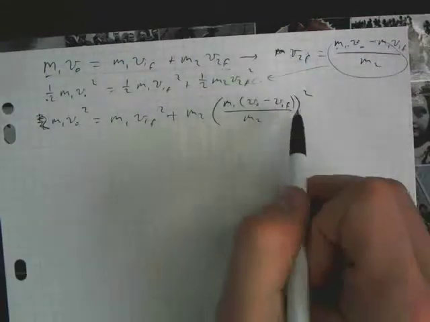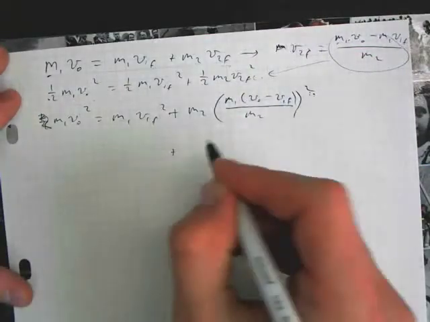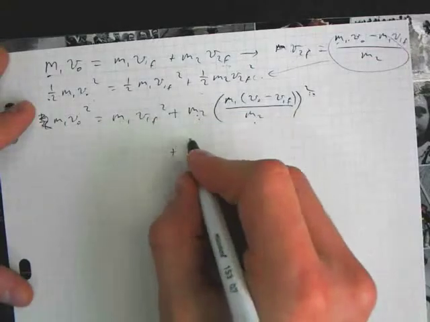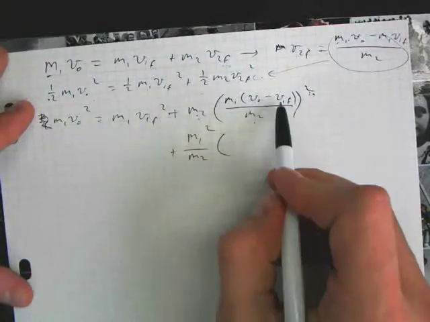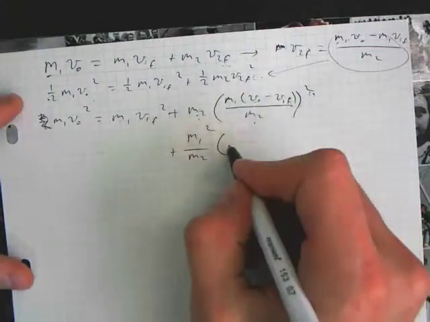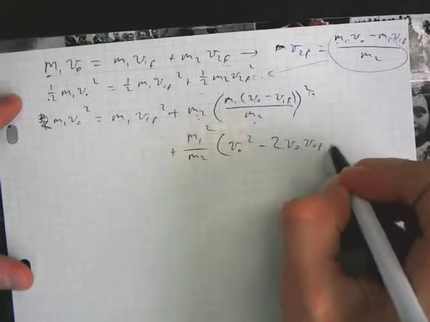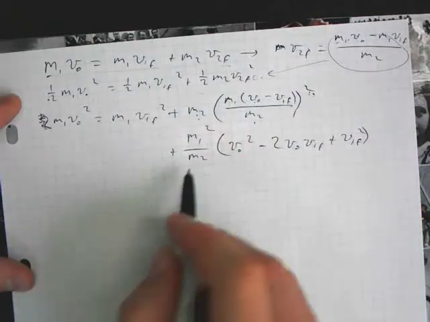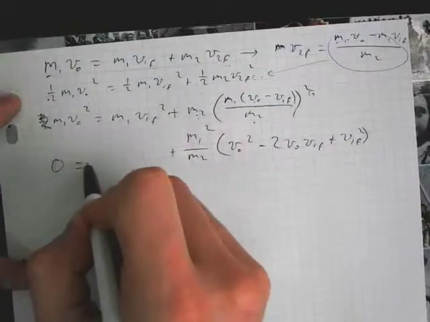We go ahead and distribute this squared. We've got an m2 in the numerator and an m2 squared in the denominator. So we have an m1 squared over m2. And we've got v0 minus v1 final squared. So if we FOIL that out, we get v0 squared minus 2 v0 v1 final plus v1 final squared, all times m1 squared over m2 squared. Let's just bring everything over to one side, because that'll make it easier.